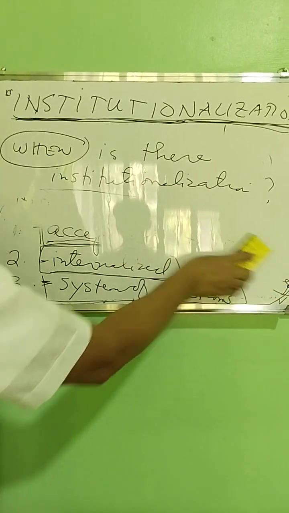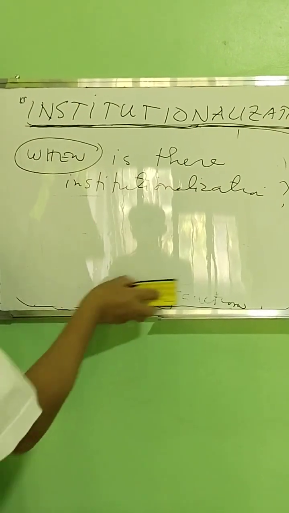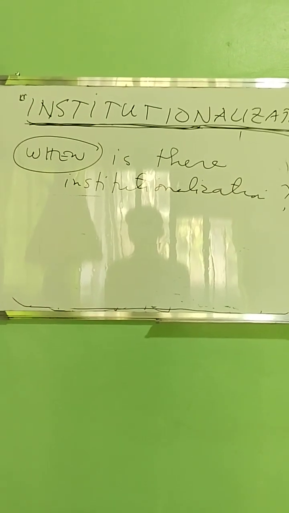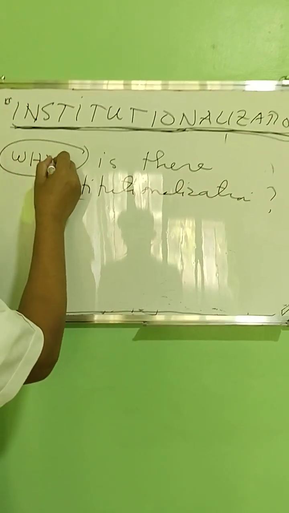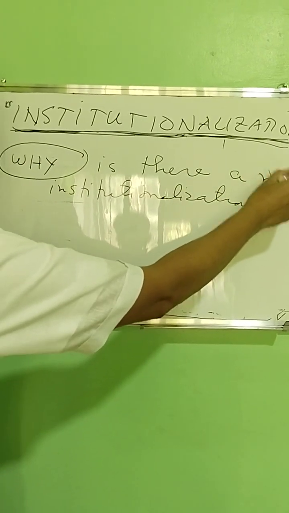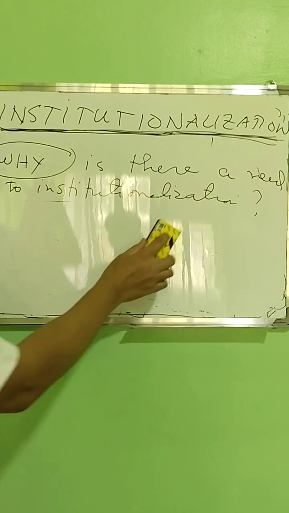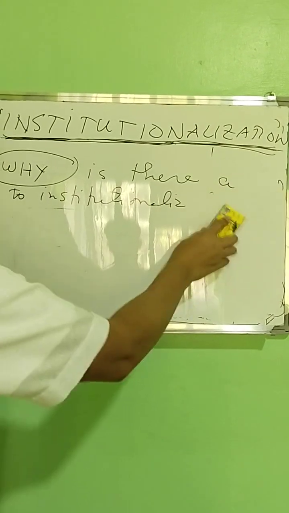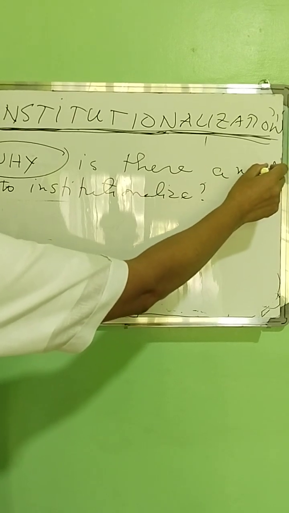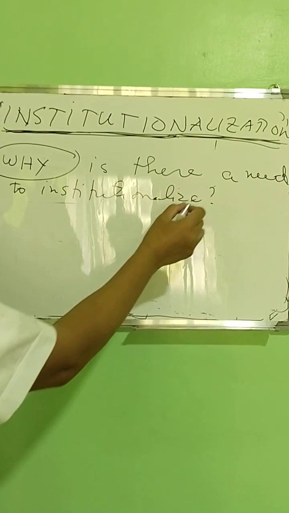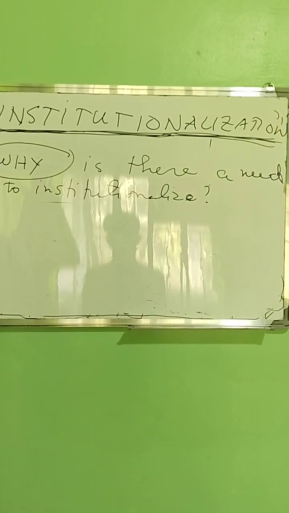Now, there's another question. After the when, we take the why. Why is there a need to institutionalize? So this is our next question. Why is there a need to institutionalize? What do you think? What are the reasons why there is a need to institutionalize these values and norms? Well, of course, there is.